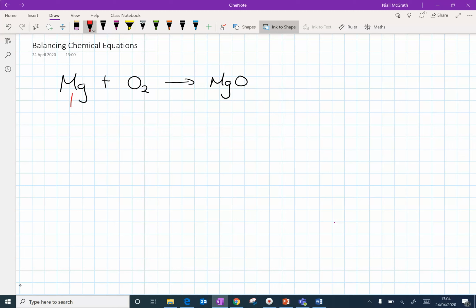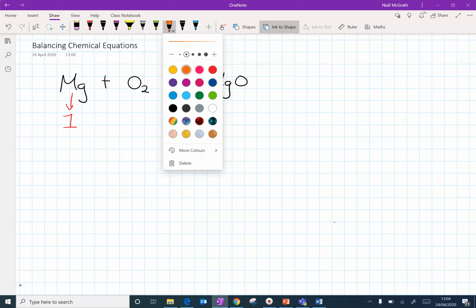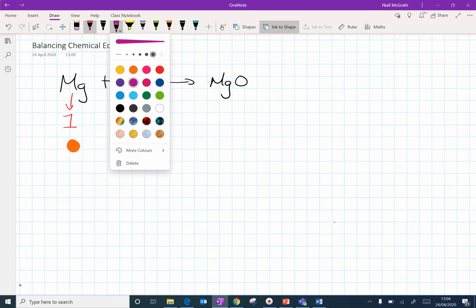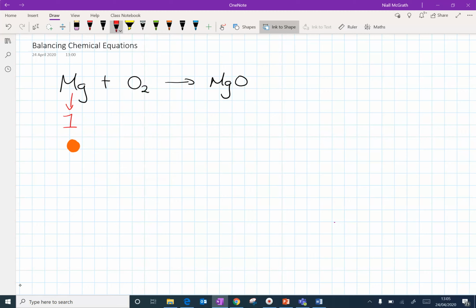If we look at our left hand side, which is our reactants, if we look at magnesium, we have one magnesium. On this side we'll represent that maybe as orange. So we have one magnesium atom at this side. Meanwhile, we have two oxygens. We have two oxygens on our left hand side, represented by this 2. The subscripts are relating to the element they come after.